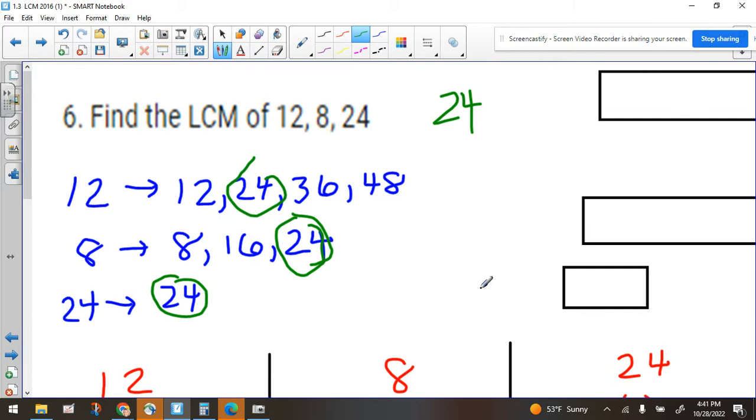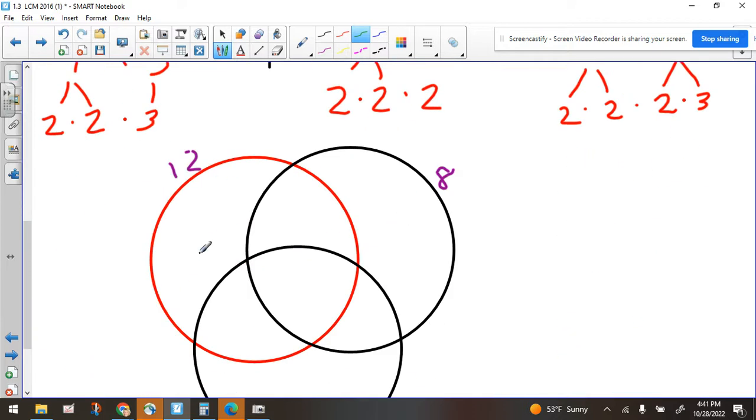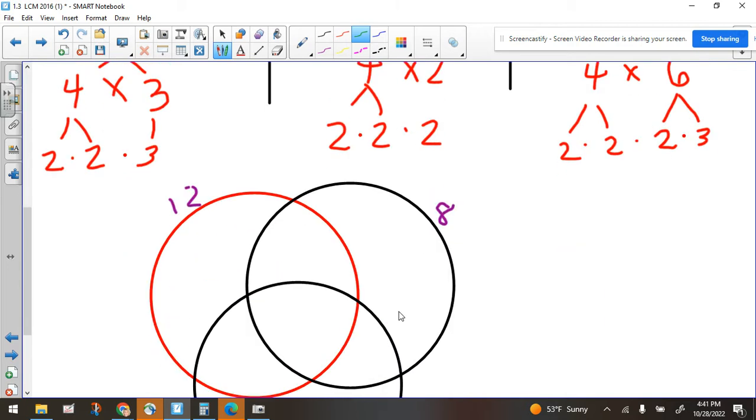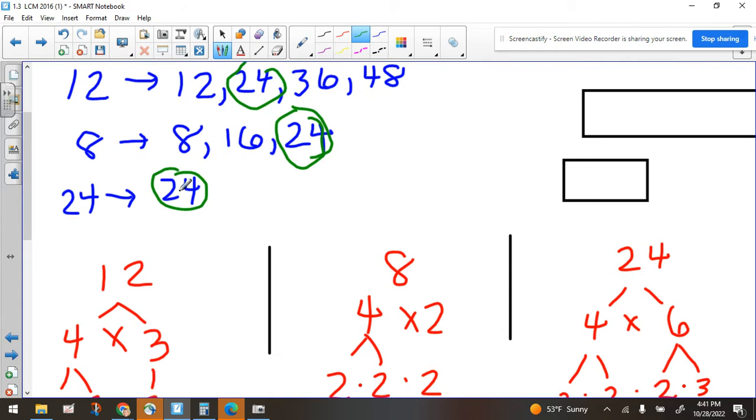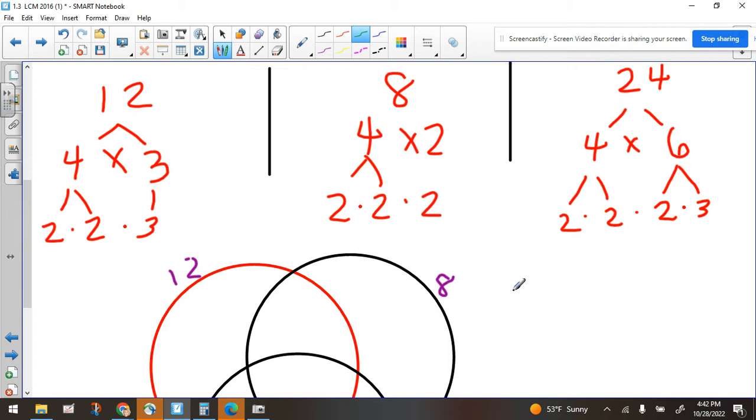Now, if we were going to attempt to use prime factorization to get the same answer, it's a little bit tricky, and I don't even recommend using the Venn diagram with three numbers. It can get a little bit tricky. We can do it, but people don't know where to put the numbers. So we're going to look at a different way that you can use the prime factorization and still get the number 24.